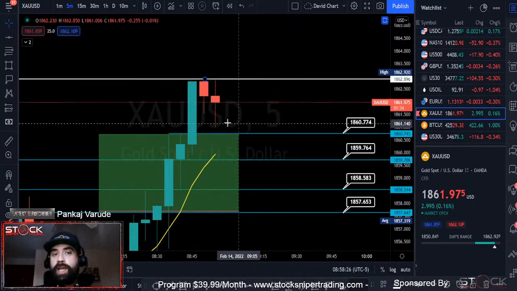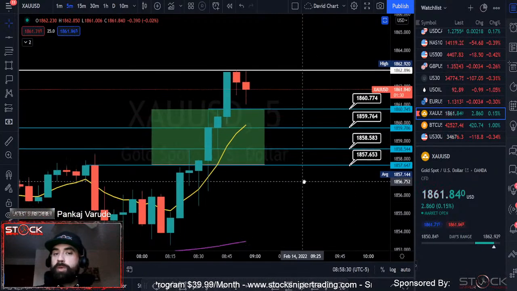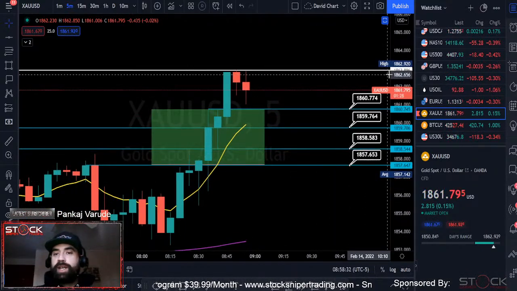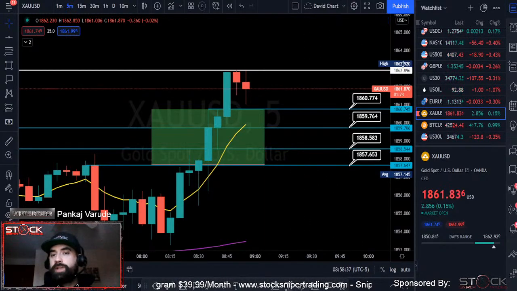This is what I'm saying. Wait until the pullbacks happen. The overall trend might be bullish continuation, but you've got to watch price. We're getting heavy resistance at 1862. Okay, 1862.92. We can see right over here.